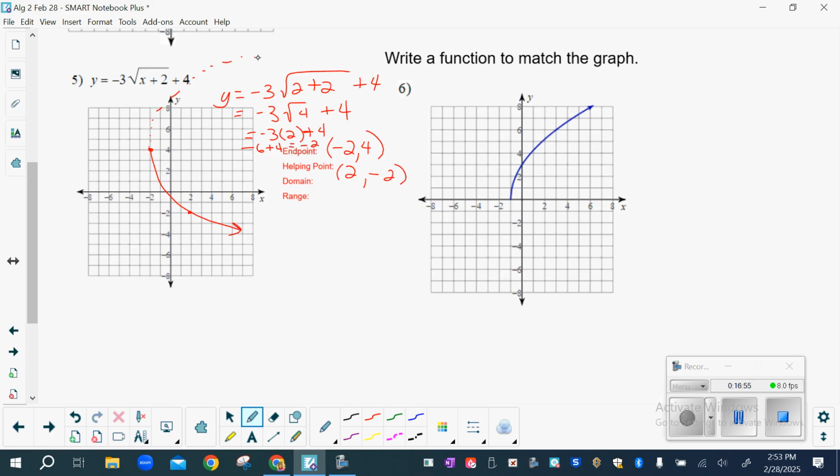Okay, last one. This one's a little harder. What is my endpoint for this graph? 6, 3, or 3, 6. Okay, wait, never mind. Because see how there's an arrow there? That's where my endpoint would be, right here. Does that make sense? What's that endpoint? -1, 0.